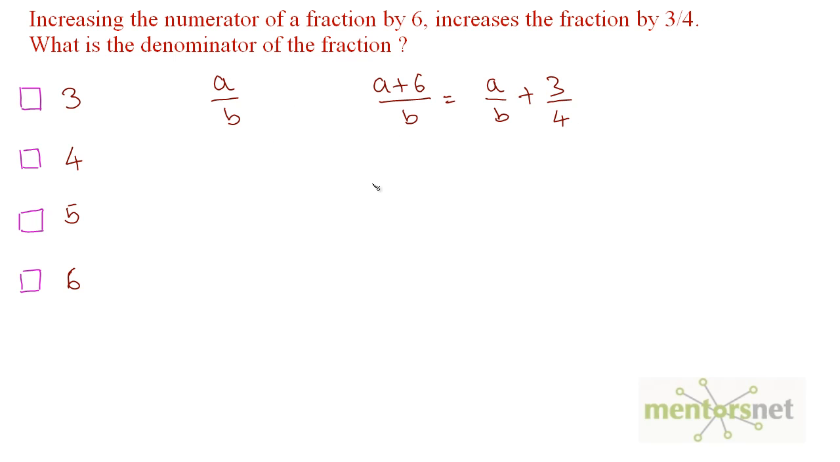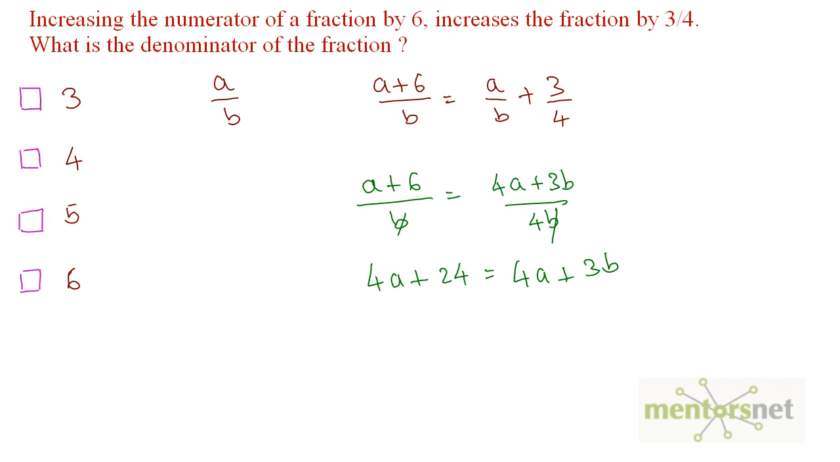So we can solve this. We have a plus 6 by b is equal to 4a plus 3b by 4b. This b and this b get cancelled out. So we can move this 4 to the left. So we have 4a plus 6 4s are 24 is equal to 4a plus 3b. 4a and 4a get cancelled out. So we have 24 is equal to 3b. Therefore, b is equal to 24 by 3, which is 6. So b's value is 6 and b is the denominator of the fraction. So the answer is option D.